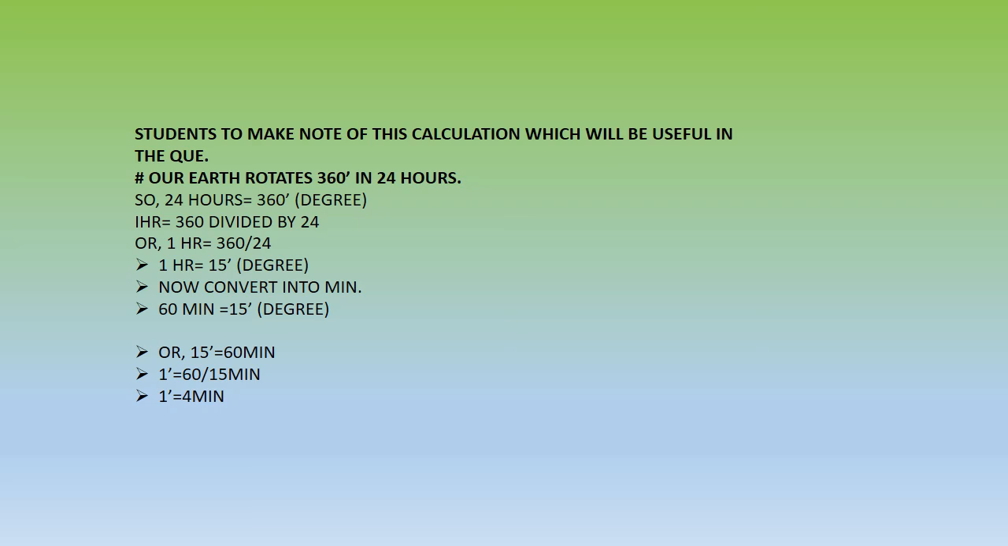Okay. Now convert into minutes. So instead of writing 1 hour, I can write 60 minutes, because 1 hour is equal to 60 minutes. So 15 degree is equal to 60 minutes, and then calculate it for 1 degree. That will be 60 by 15 minutes. So 1 degree is equal to 4 minutes, or 4 minutes is equal to 1 degree. I have made this calculation on a separate slide for you so that you understand when we do that question.